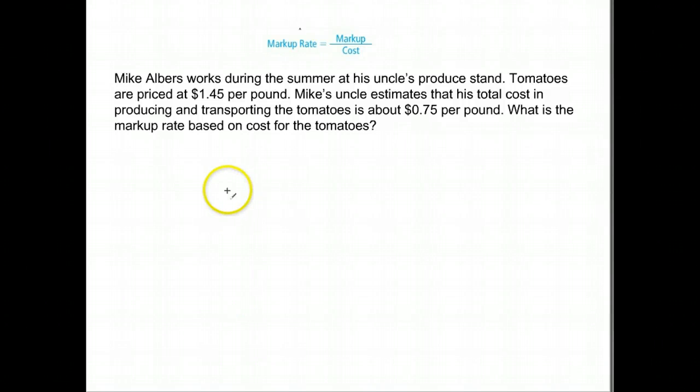All right, here's another example. Mike Albers works during the summer at his uncle's produce stand. Tomatoes are $1.45 a pound. That's their price when they're selling them. Mike's uncle estimates that his cost in producing and transporting the tomatoes is 75 cents a pound. What is the markup rate based on the cost? So again, here they give us the selling price, and they give us the cost. To find the markup rate, we need to know what the markup is. So let's find our markup.